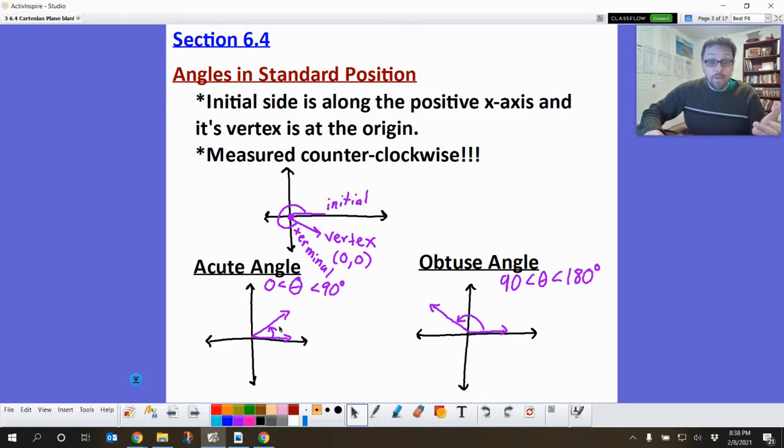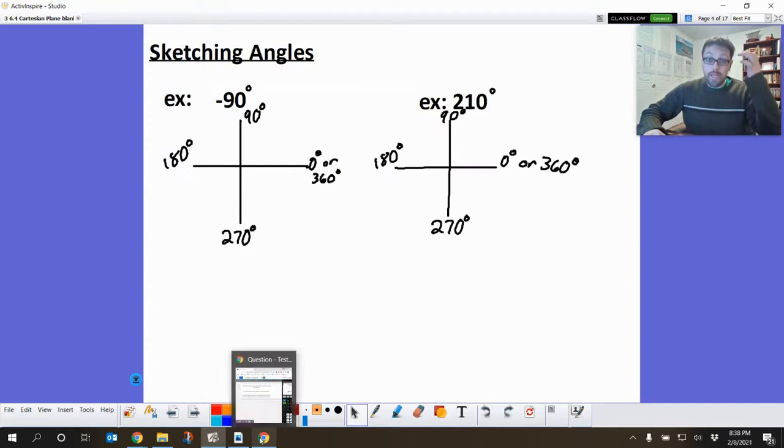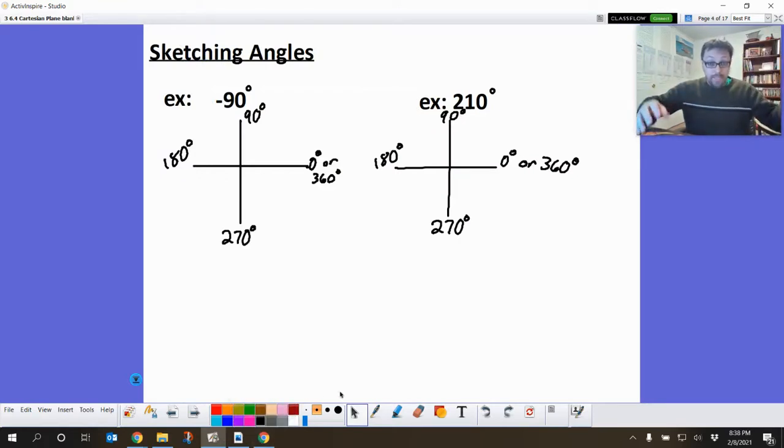If they end in quadrant 1, we end up with acute angles. So all of our acute angles are just in quadrant 1. All of the obtuse angles are in quadrant 2, but we can go farther and we can go into quadrants 3 and 4. Now, this gets us neat things. We can make negative angle measures.